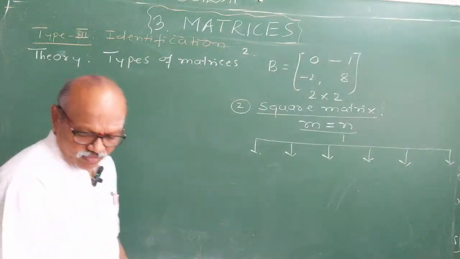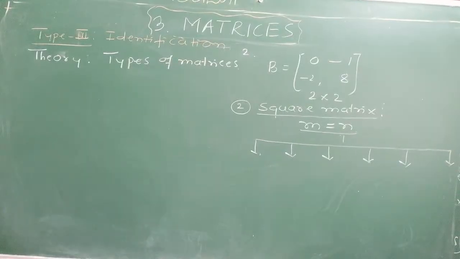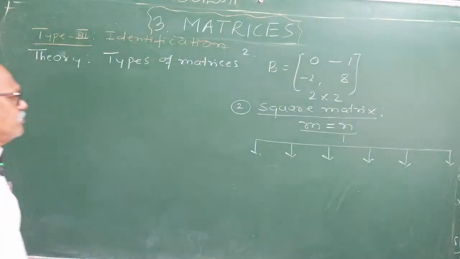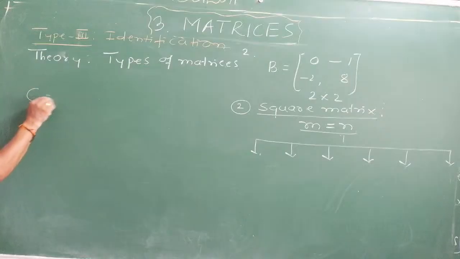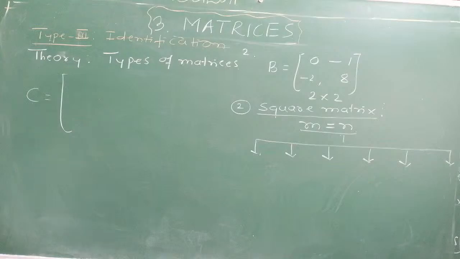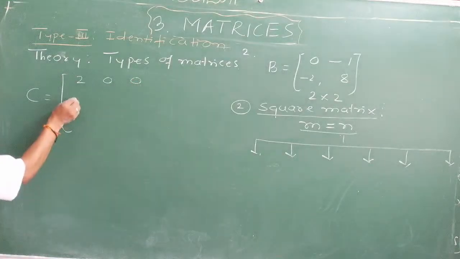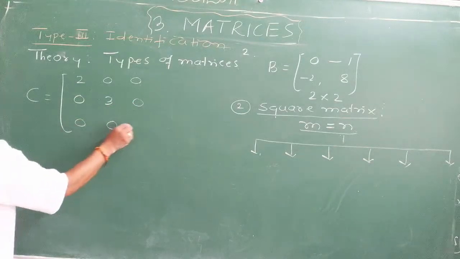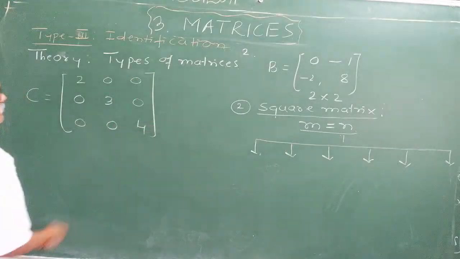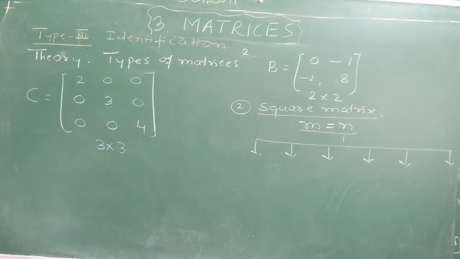A square matrix. There are a number of types of matrices in square matrices. I'll give one example here. Say you have another matrix C like this: 2, 0, 0, 0, 3, 0, 0, 0, 4. Observe this matrix. What is the order of this matrix? 3 rows and 3 columns, a 3 by 3 matrix.